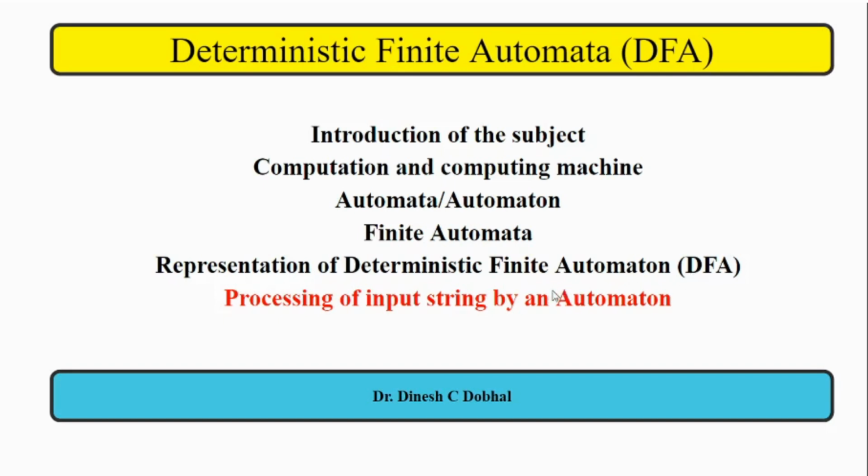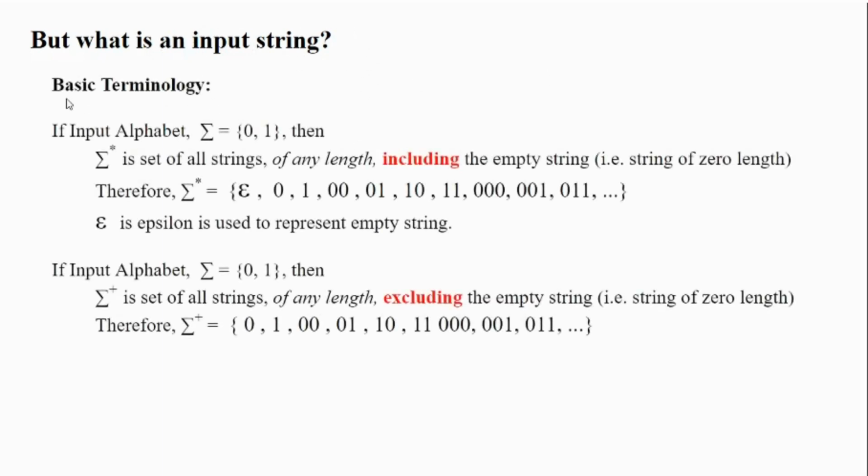In this lecture, we'll discuss how a given automata processes the input string. Fine. So let's move to the next slide. But before discussing the mechanism of how this string is processed by the given automaton, we will discuss what is an input string. Basically, what is the input string? So we'll discuss the basic terminology involved in the definition of input string.